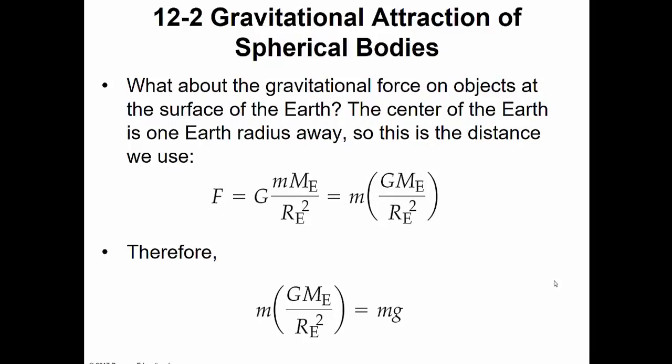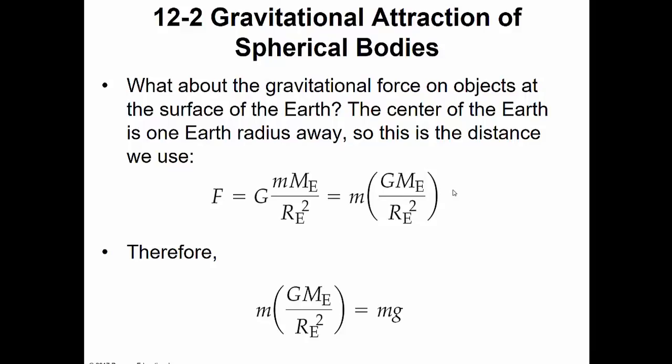So what about the gravitational force on objects at the surface of the Earth? The center of the Earth is 1 Earth radius away, so this is the distance we use. We use the radius. For example, if I were to plug in my mass, the mass of the Earth, and the radius of the Earth squared, I would end up with my weight in newtons.